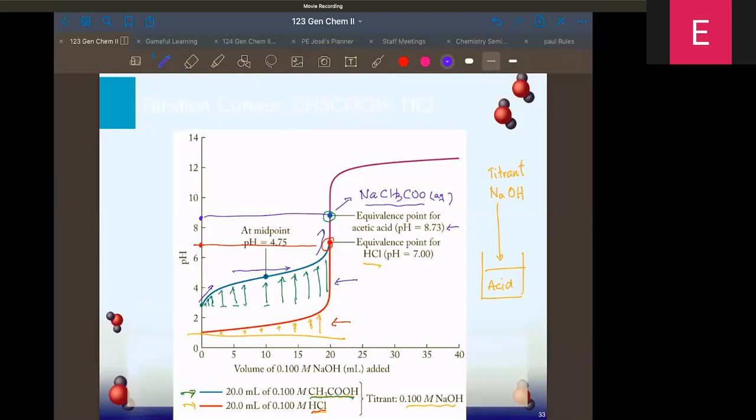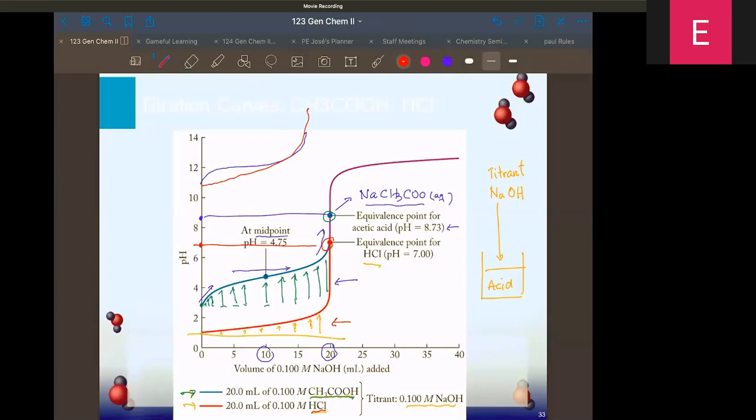Notice here the end point is at 20 for both of them. Halfway through the reaction, you have what is called the midpoint. And the midpoint for a weak acid, when you see this behavior here, let me draw it here. You'll see this effect. That's characteristic of a weak acid.